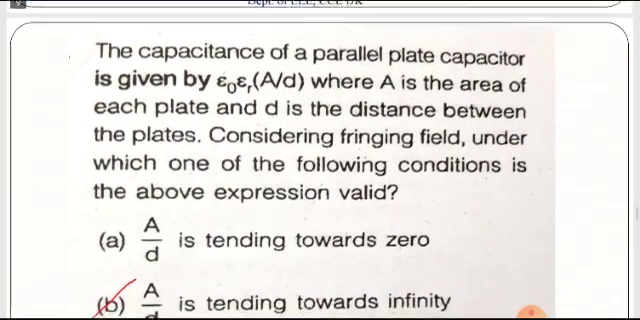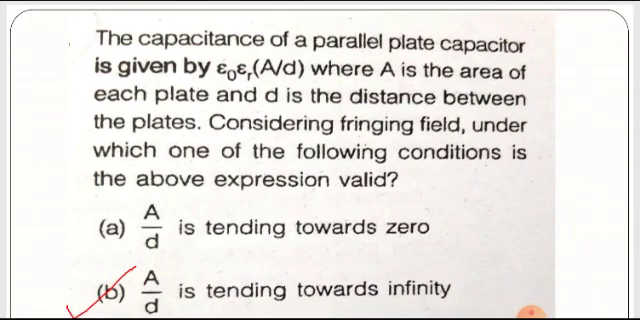Now let us see yet another question. The capacitance of a parallel plate capacitor is given by epsilon 0 epsilon R A by D, where A is the area of each plate and D is the distance between the plates. Considering fringing field, under which one of the following conditions is the above expression valid?